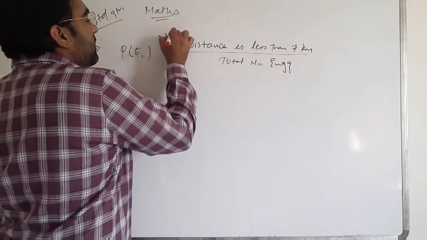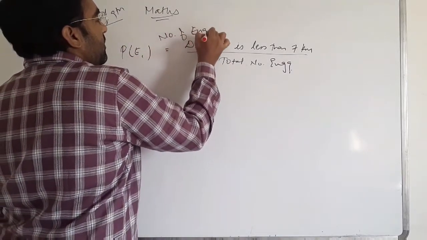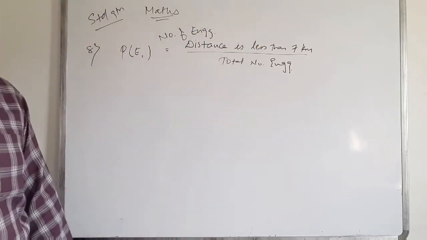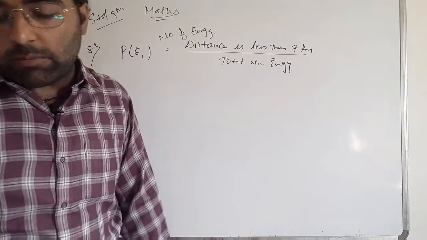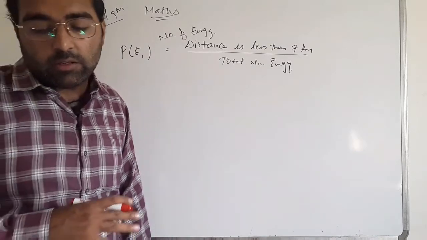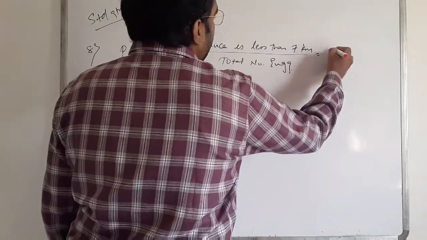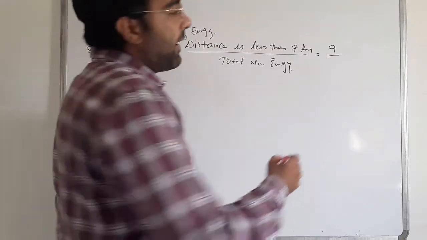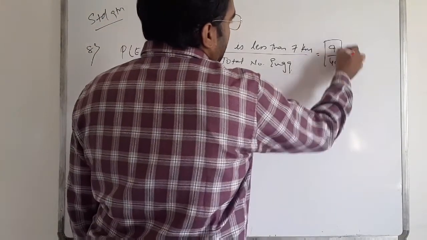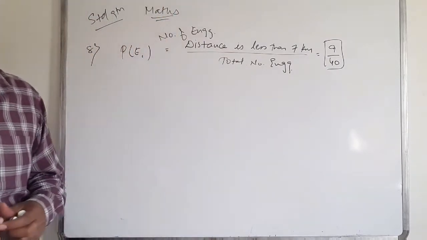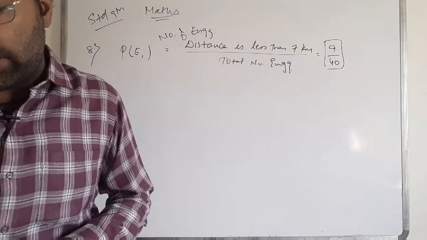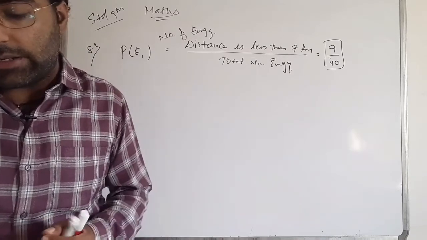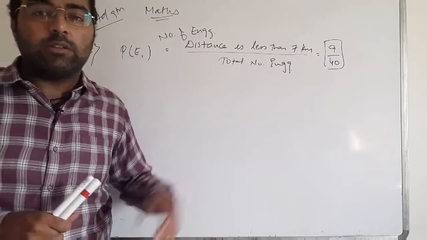Okay, here is the number of engineers whose distance is less than 7 km from the workplace. There are 9 engineers whose workplace is less than 7 km away. So your answer will be 9/40. The number of engineers living less than 7 km from their place of work is 9.